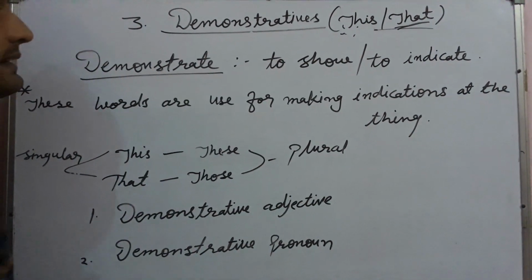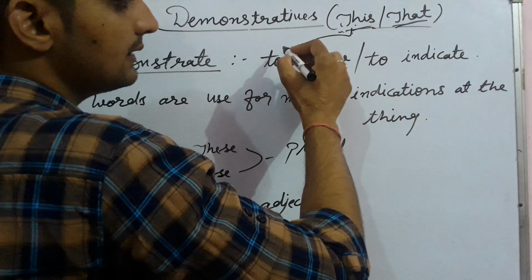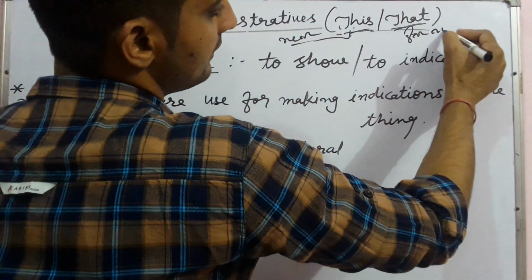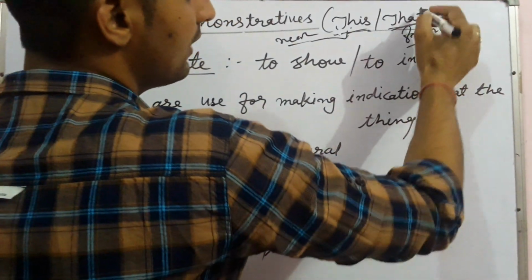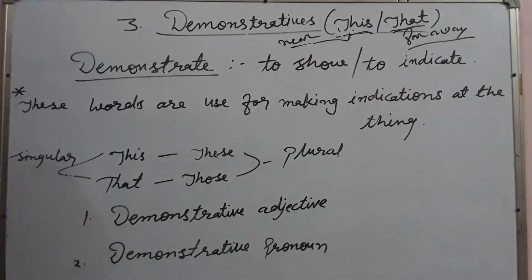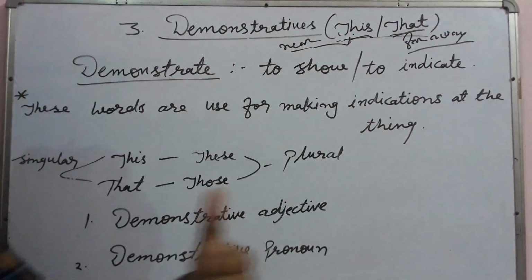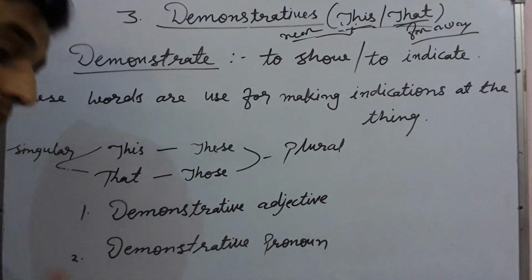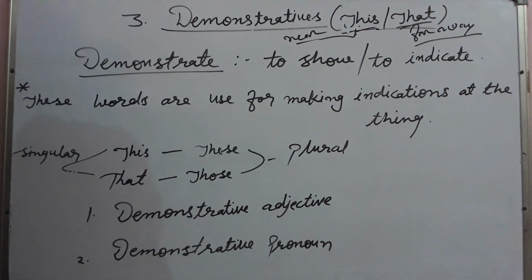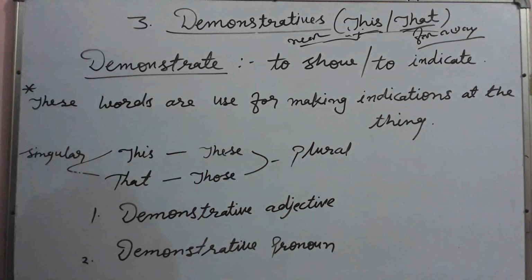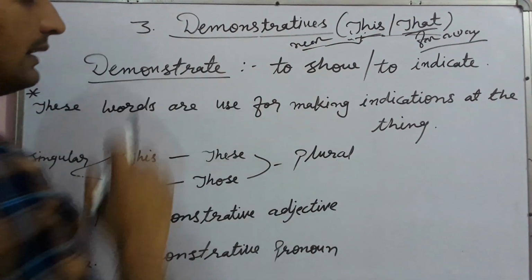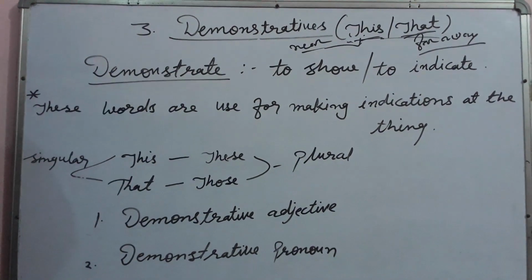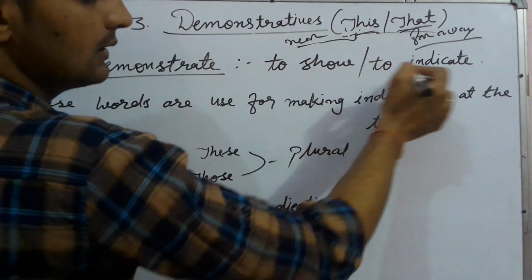It means, dear students, this word is used for near, and that word is used for far away. If the thing is far away from us, then we will use that. If the thing is near to us, then we will use this book. So these are two words which we use in the category of demonstratives, and demonstrative word is formed from the word demonstrate. It means to show or to indicate.